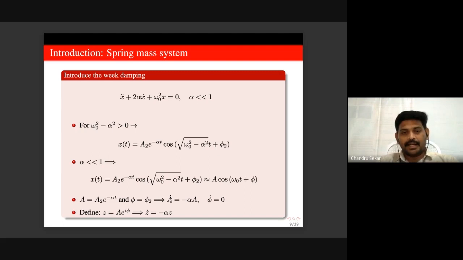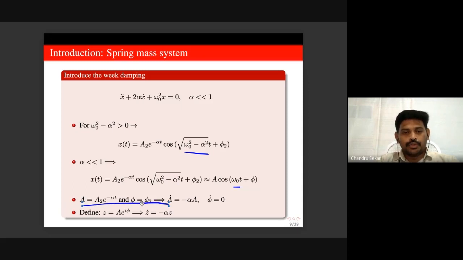And here we know that alpha is very, very less than 1. So I can consider the square root of omega naught squared minus alpha squared is approximately equal to omega naught, and so on. Similarly, I can convert our perturbed solution into a non-perturbed form, the solution of the non-perturbed equation with the change of these quantities.